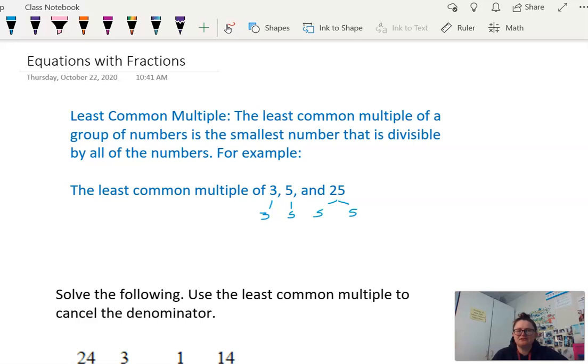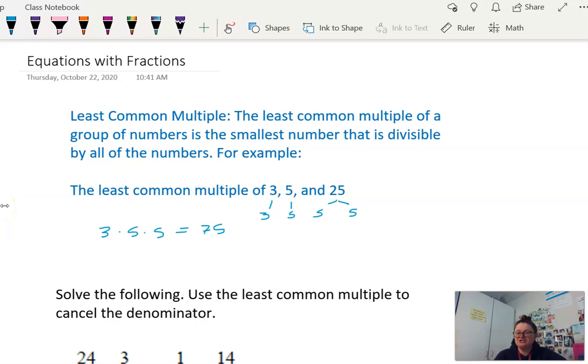So 5 times 5, so I need enough so that each of these has all of it in it. So if we have a number that's 3 times 5 times 5, then we have 3 in there, we have 5 in there, and the 5 times 5 would be the 25. If we multiply these three numbers together, that will create the least common multiple. So 5 times 5 is 25, times 3 is 75. So the least common multiple of 3, 5, and 25 is 75.